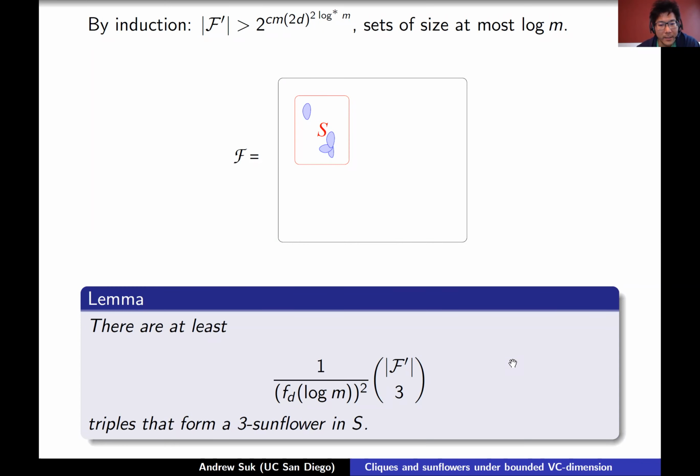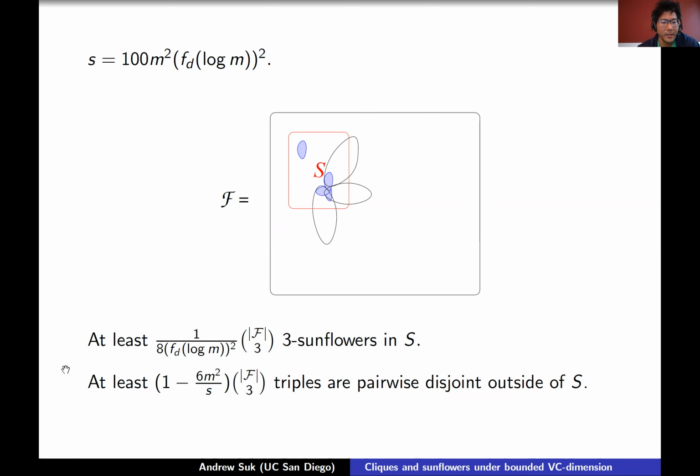And since F prime was large, that means that you can actually conclude that there are many triples in my original family that form a 3 sunflower inside of S. And so therefore, what we just concluded is that there are at least this many triples that form a 3 sunflower inside of S. Pretty much all of the triples are pairwise disjoint outside of S.